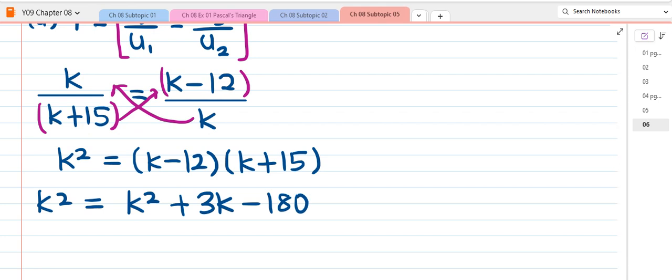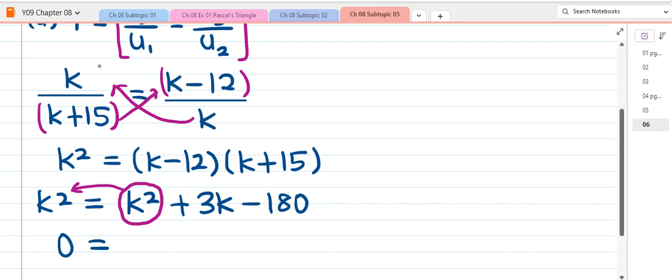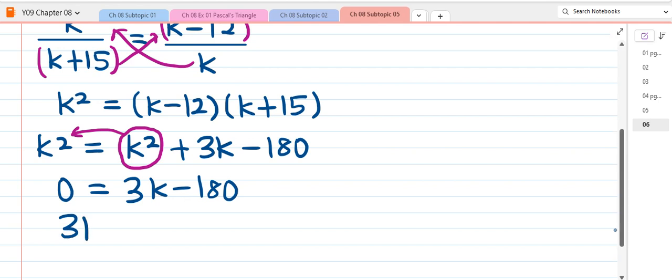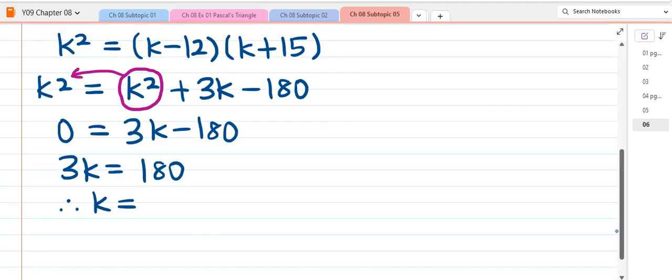So you can see the k squared exists on both sides of the equation. If I move the k squared to the other side, it will be k squared minus k squared, which will give you 0. So 0 equals 3k minus 180. So 3k is positive 180. Therefore, your k is 180 divided by 3, which will give you 60.